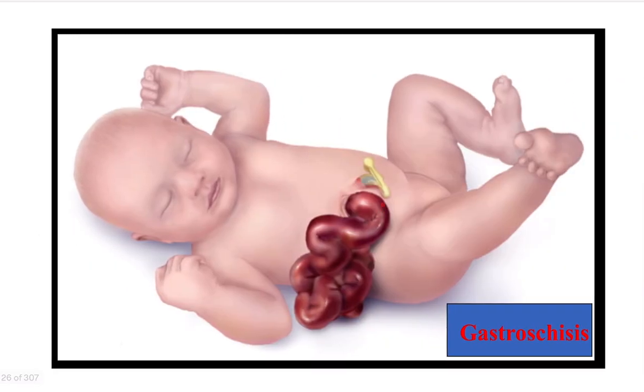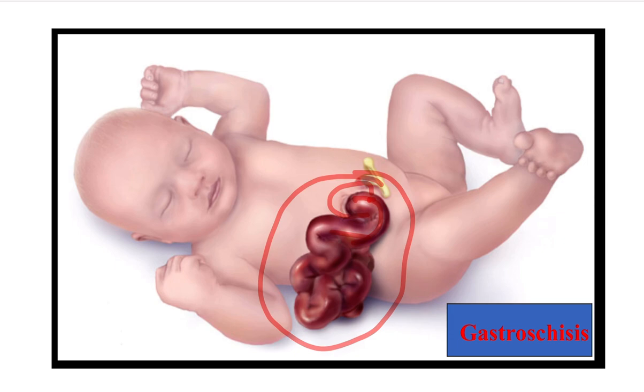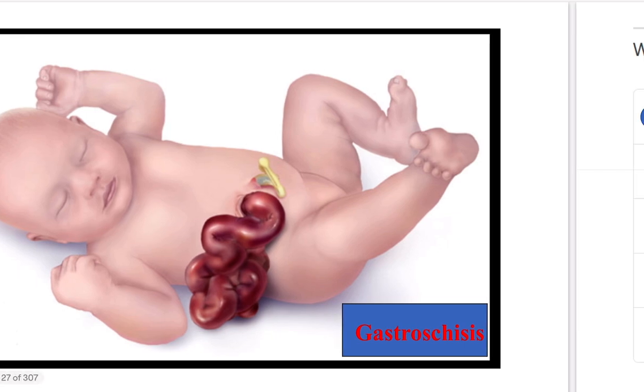And this is another picture, and here we can see the small intestine comes out, but there are no coverings. The small intestine comes out of the normal position, which is the abdominal cavity, to the outside of the abdominal cavity, and there is no sac or covering. So this condition is gastroschisis. So there are two important different things: one is gastroschisis, another is omphalocele. In the case of the omphalocele, an outer covering is present, but in the case of gastroschisis, the outer covering is absent.